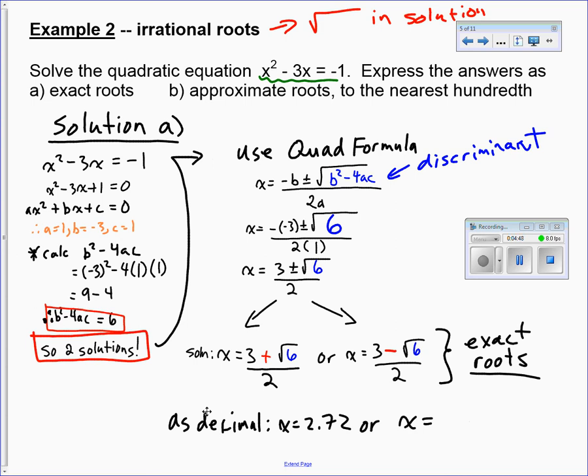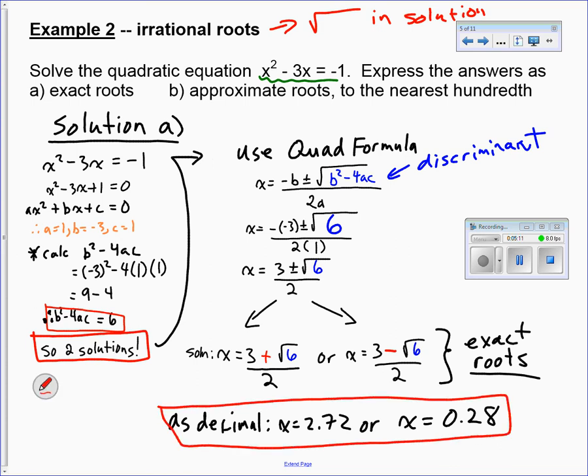Or x is equal to, well, 3 minus the square root of 6. Hit enter. Then divide that by 2. And you're going to get 0.28 as your solution. And there we go. We're done. And these are the solutions for our last part.